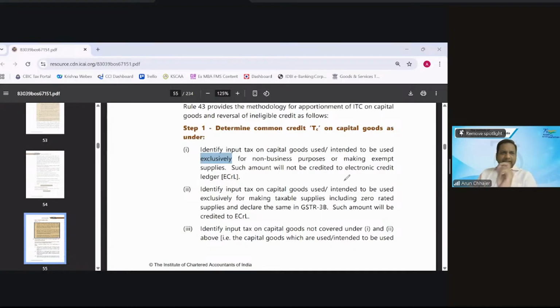Just quickly tell me, if the inputs are used or intended to be used for non-business purpose, then what nomenclature are we giving in the formula? T1, T2, T3, T4. The answer is T1. And if it is used exclusively for making the exempt supply, then T2.